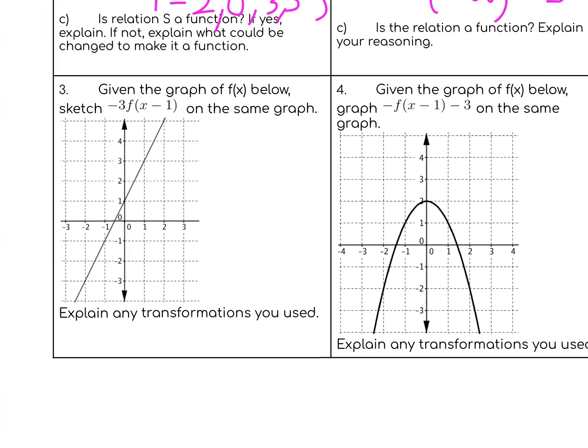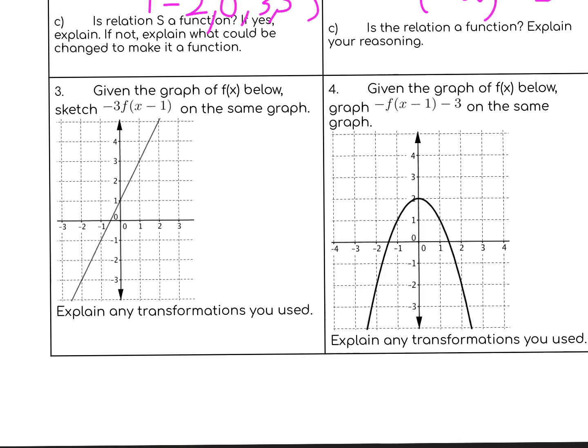Given the graph below, sketch -3 times f of x minus 1 on the same graph. So, 2 steps. That says move right 1, and that one says multiply y by -3. So I'm going to start at this point here, move right 1, that goes to 1, and then multiply by -3 on the y, that goes to -3. I'm going to go at this point, move right 1, that goes to 2, and then multiply by -3, that goes to -9, so somewhere down here.